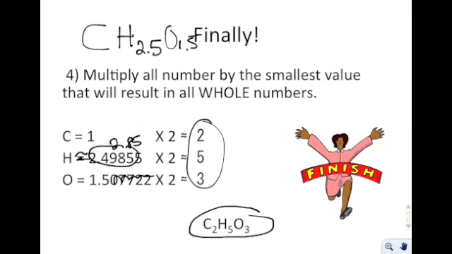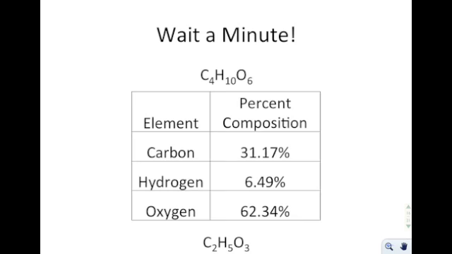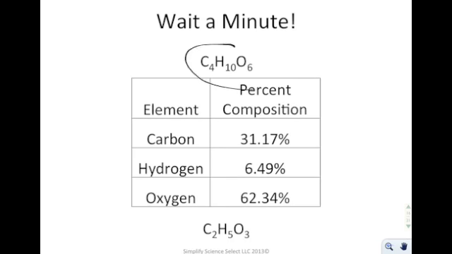But now we have a problem. Based on this particular formula, I got C2H5O3, but I was originally told that the compound was C4H10O6. So I've got a discrepancy here. If you look, these are two clearly different compounds. One has 4 carbons, one has 2, one has 10 hydrogens, one has 5, one has 6 oxygens, one has 3. But if you were to take a look at these, they have the same percent composition.